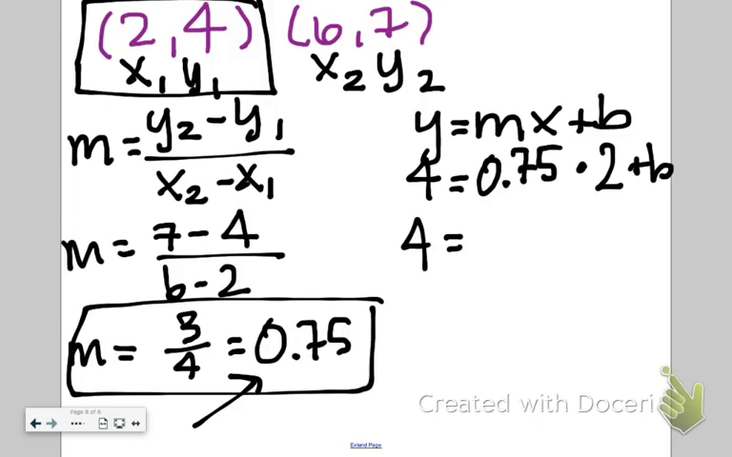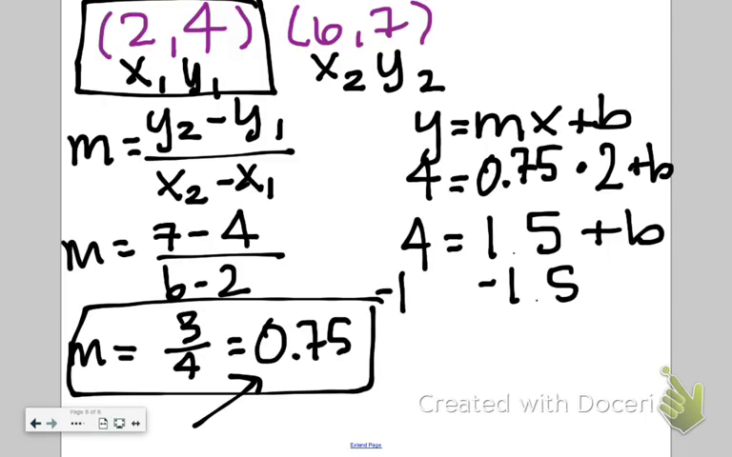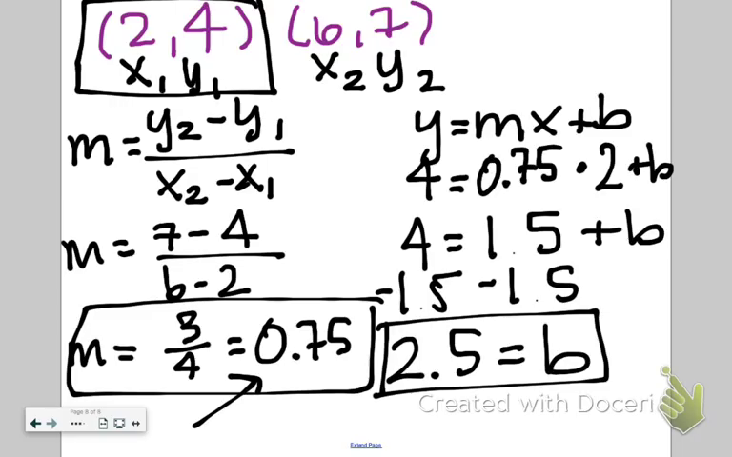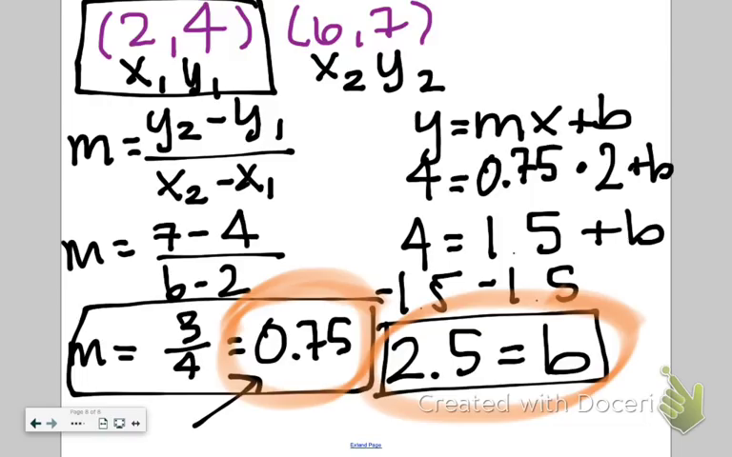Okay, so now I'm going to simplify. 4 equals 0.75 times 2 is 1.5 plus b. I'm going to solve for b by subtracting 1.5 on both sides. What I'm going to figure out here is that b, my y-intercept, is 2.5. Okay? Now my last step is to take my m and my b and substitute it back into y equals mx plus b. So the equation of my line should be y equals 0.75x plus 2.5.